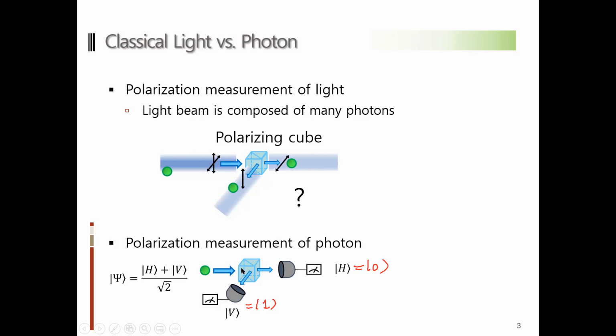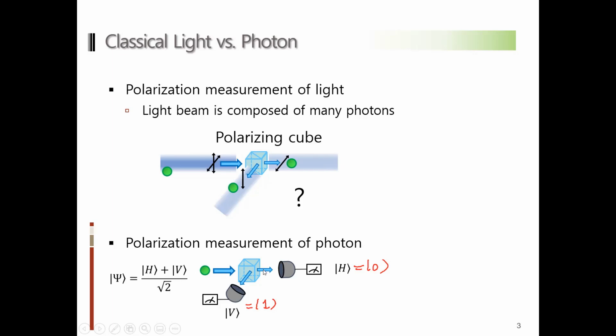Right after the measurement, this polarizing cube will serve as the measurement device, and assume that it started with this superposition state, and then it is transmitted.